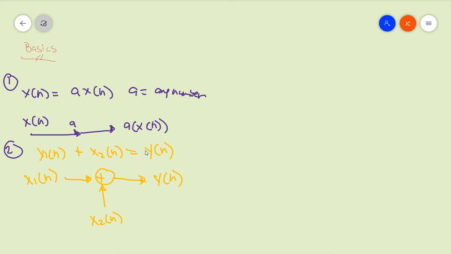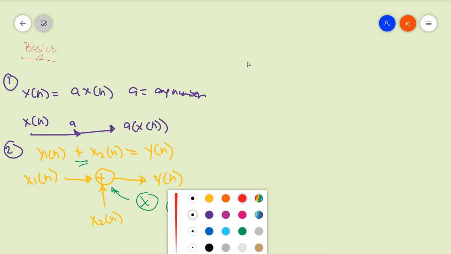You could also replace the addition by multiplication or minus, so you will just change the symbol. So that's the second one. The third one would be this.